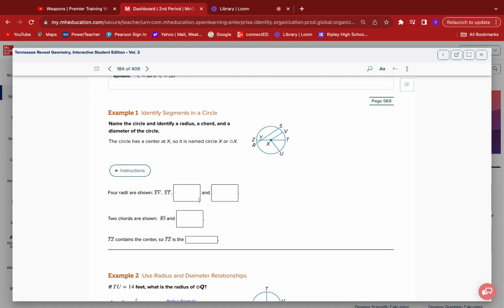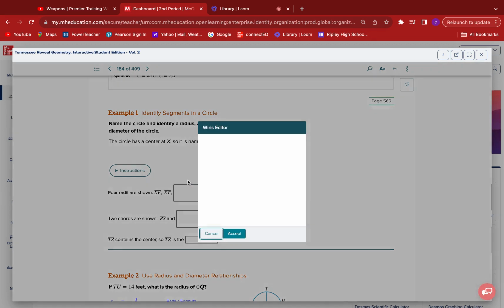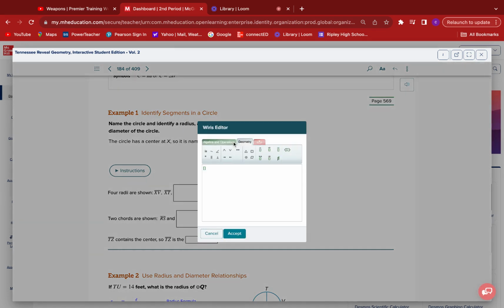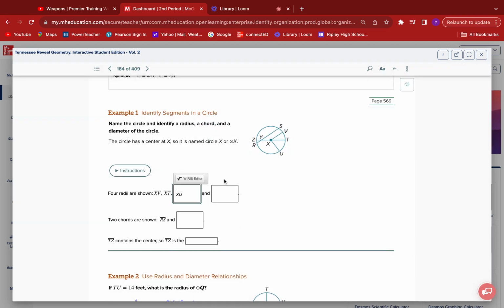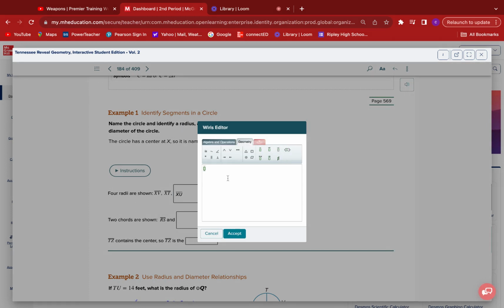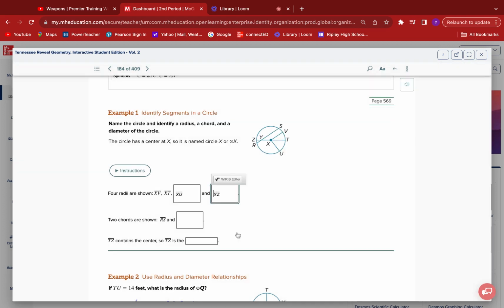So XU, and XZ. XU, I think that's that one. Yes. And then XZ. Oh, don't forget, these need to be capital letters because we are talking about points. Lowercase letters denote lines. So make sure these are capital.